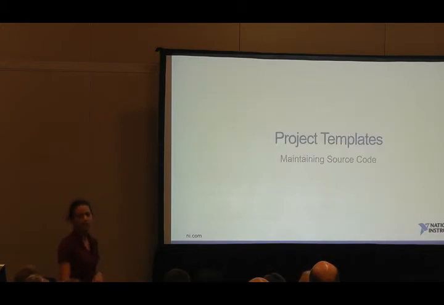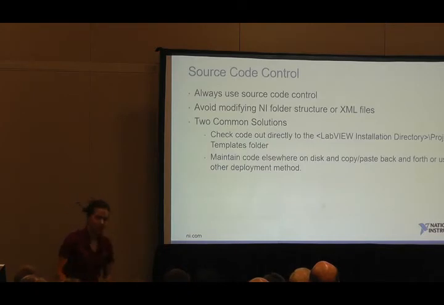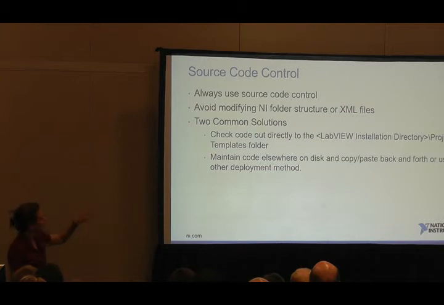So now to some of the important stuff: maintaining the source code. How do I actually keep track of it? The first thing is, please use source code control. I'm sure everyone in here uses it, right? There's not a few, no lingerers. But make sure you use it, because the changes can be minor. Avoid modifying the NI folder structure. A couple of reasons for that.